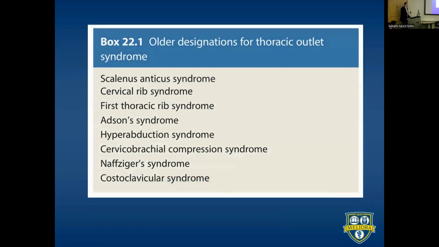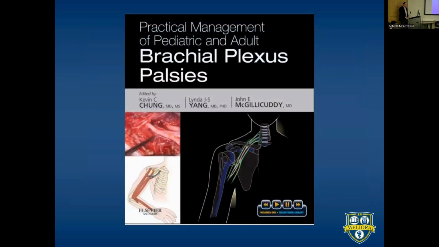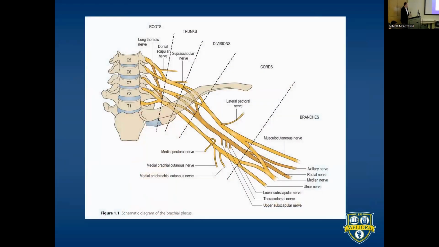It's been called a lot of things over time, so that may be part of the PubMed thing, as I just gave one term, but it's been called scalenus anticus syndrome, cervical rib syndrome, first rib syndrome, Addison syndrome, hyperabduction syndrome. These are all synonymous terms for thoracic outlet syndrome. I use this book for a lot of the figures. It's a really good book on brachial plexus, just all comers. I do have a digital copy if people want to peruse through it. But I just wanted to share where some of these figures are coming from.